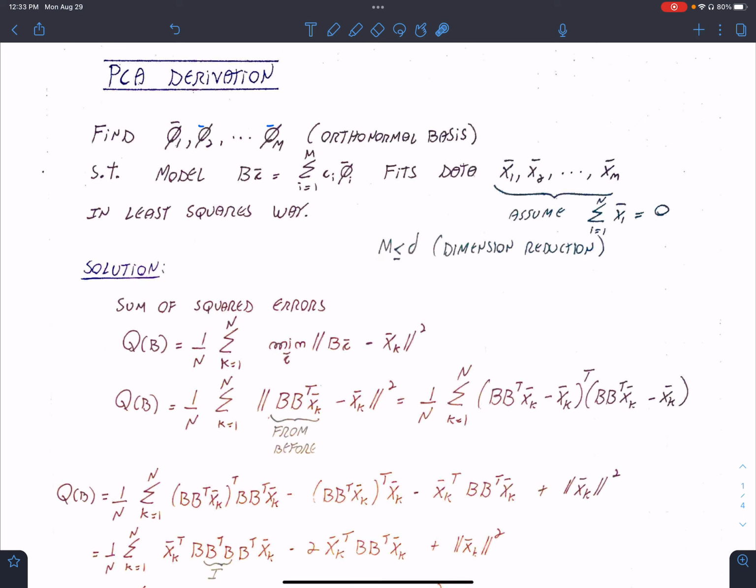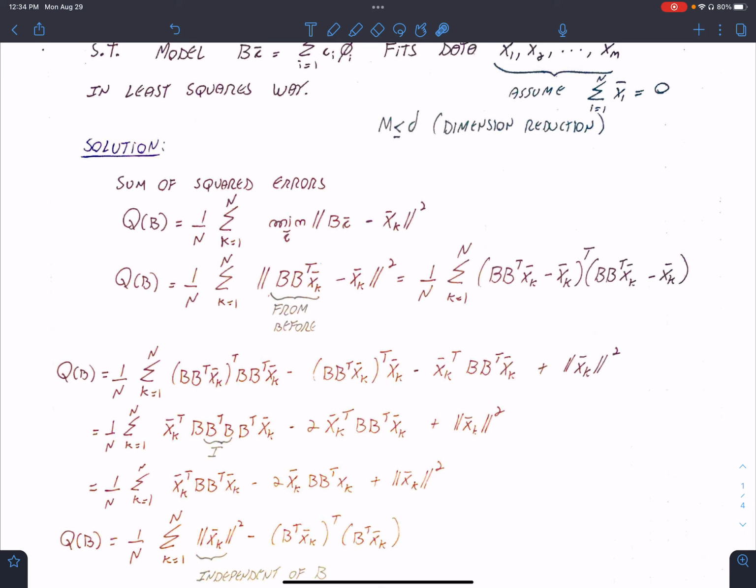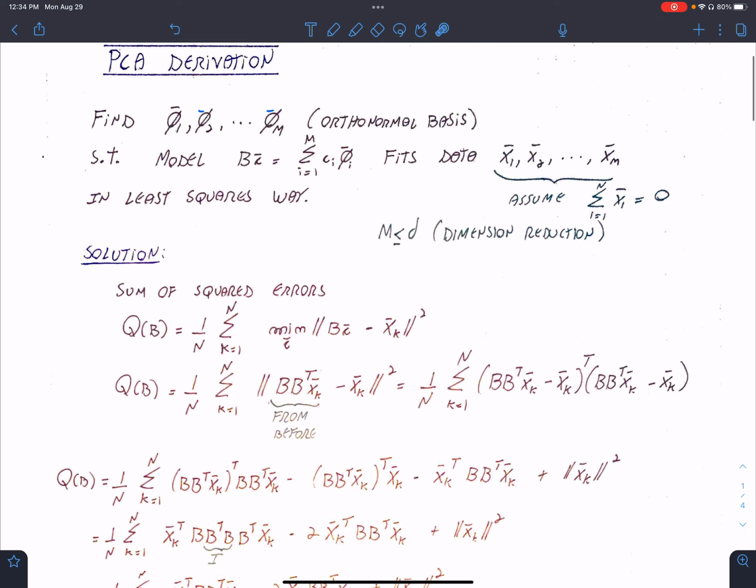So let's write down the sum of squared errors between the model approximation and each of the data points. I'm going to write Q(B) now. B here is the set of vectors phi1, phi2, phi3, etc. As we just talked about, we assemble all these vectors into a matrix B. So we're going to optimize this function, Q, as a function of B. Let's compute the average error between the model and all of the data points, so we sum from k equals 1 through n.